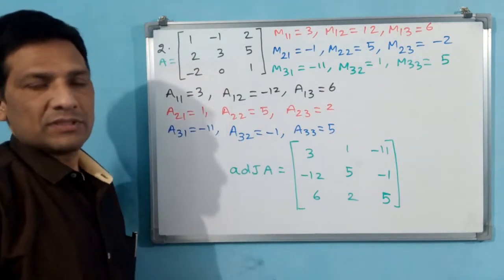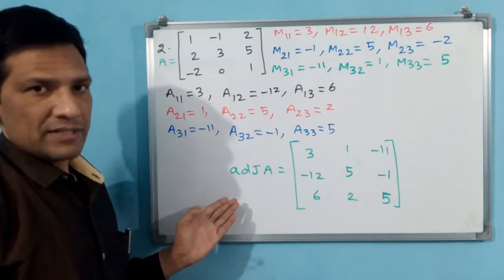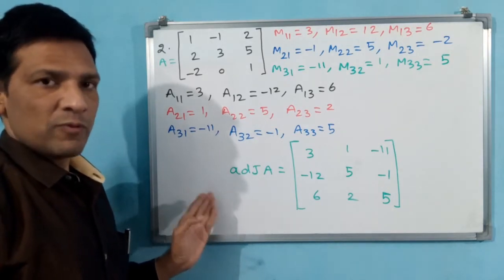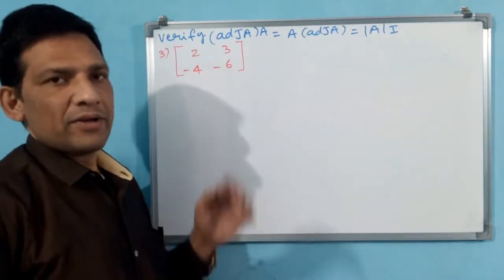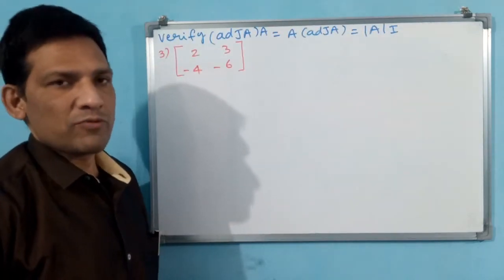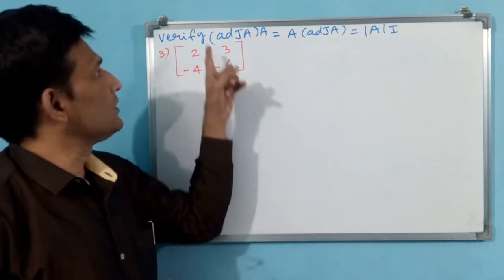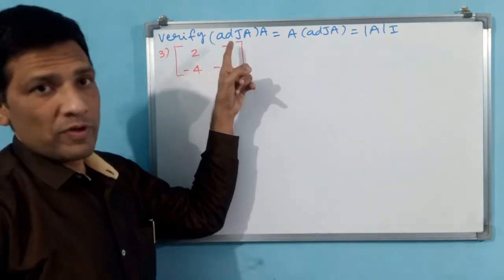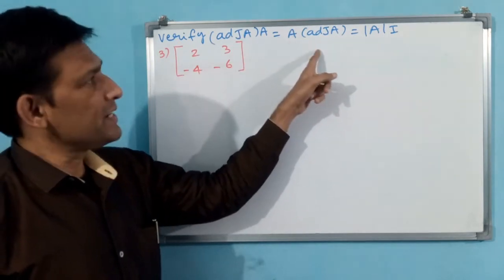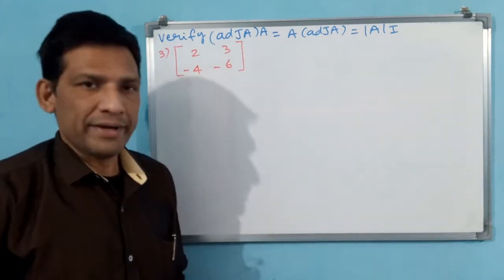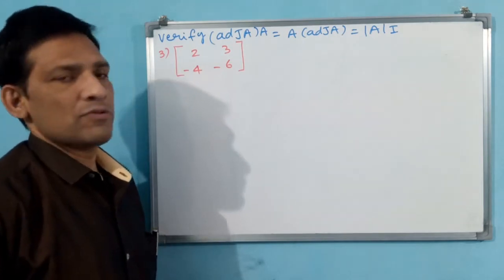Okay. First and second questions, this is the adjoint. This is the answer. Write it down and we will go for the third question. See the third question. What do we have to prove? Third and fourth, we have to verify that adjoint A into A is equal to A into adjoint A, that is equal to determinant A into I. Okay, this we have to do.